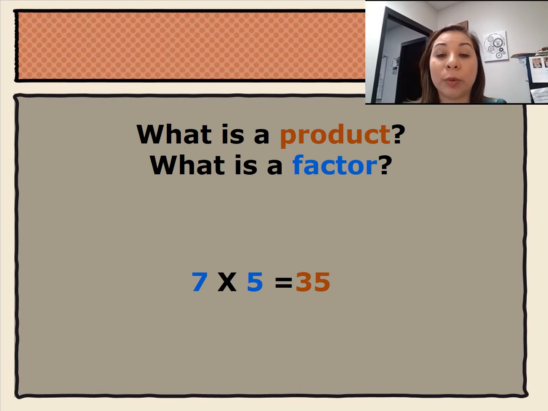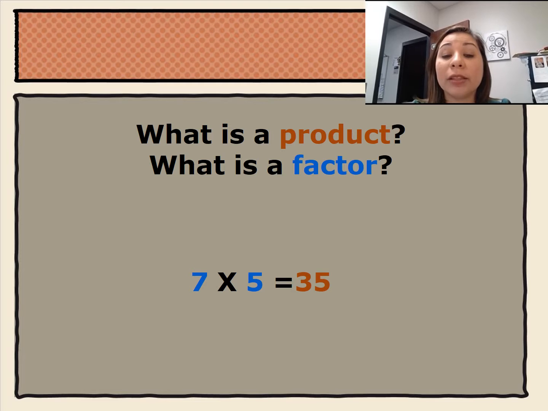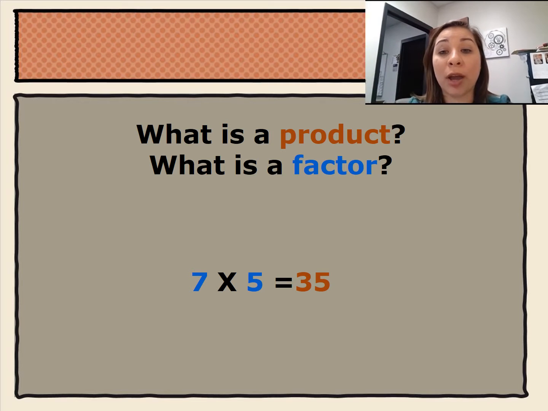Our next words are product and factor. What is a product? What is a factor? Let's look at the equation 7 times 5 equals 35. 7 and 5 would be your factors. The answer, or 35, would be your product.